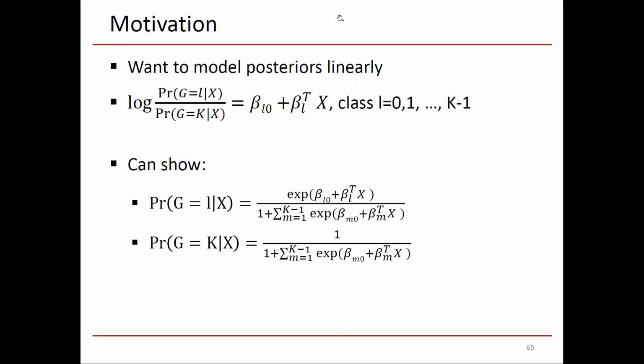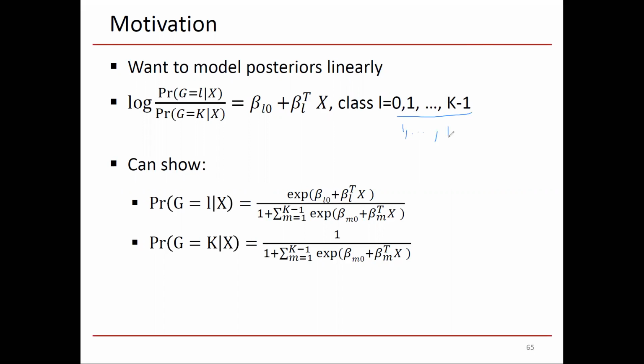So in particular, consider classes from perhaps 0 up to K minus 1, or alternately from 1 up to K. Really this is just a matter of convention. And we're going to define that the probability of being in class L conditioned on X, divided by the probability of being in class K, and we're taking the log of the ratio, we're modeling it as beta L0 plus beta L transpose times X.